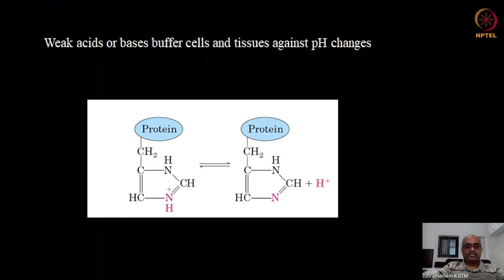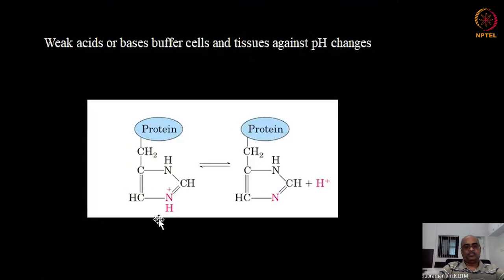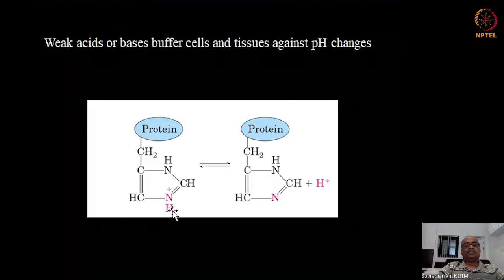So a lot of constituents of our polymers themselves can act as these conjugate acid base pairs. For example, look at the side chain of an amino acid. This is histidine, this is the imidazole ring. So here you have a group that can donate a proton and it can accept a proton. So this forms a conjugate acid base pair. Like this, there are many other groups. There are other amino acids as well that can do this.